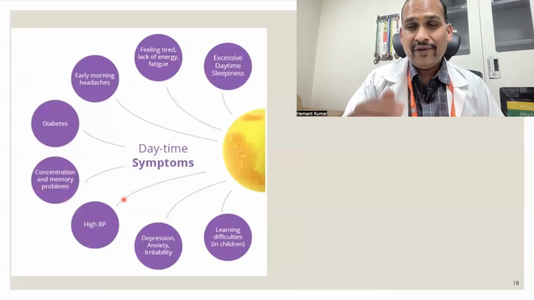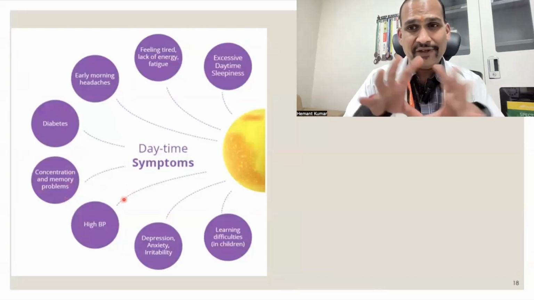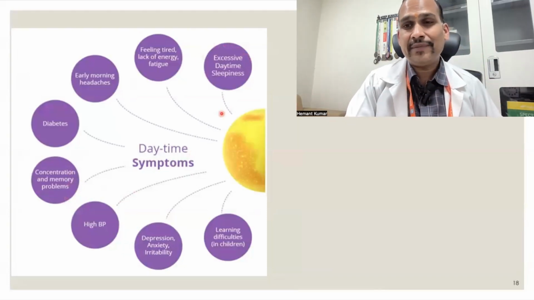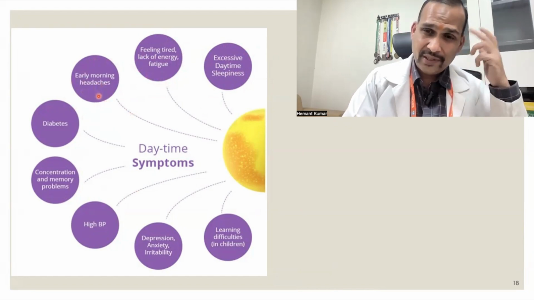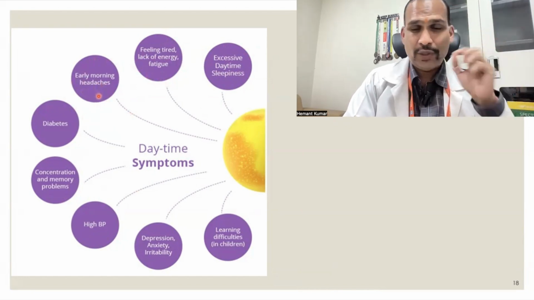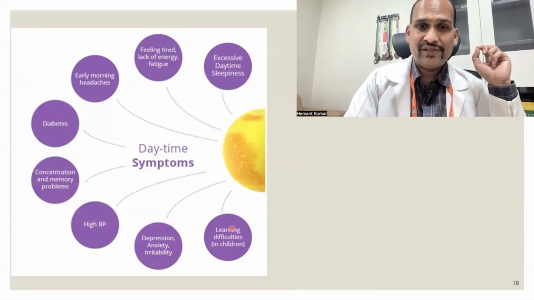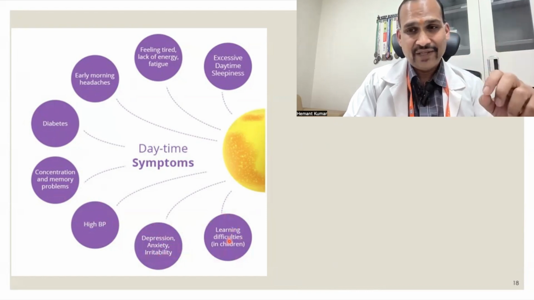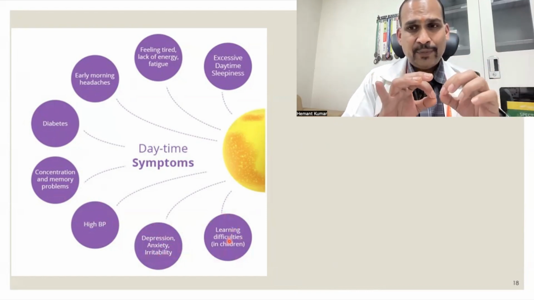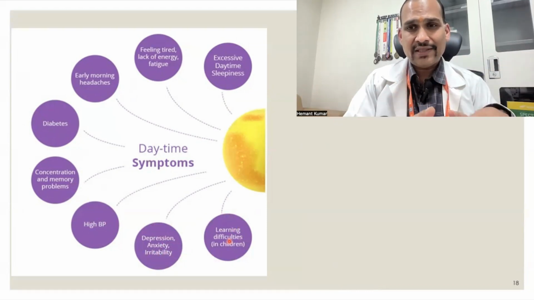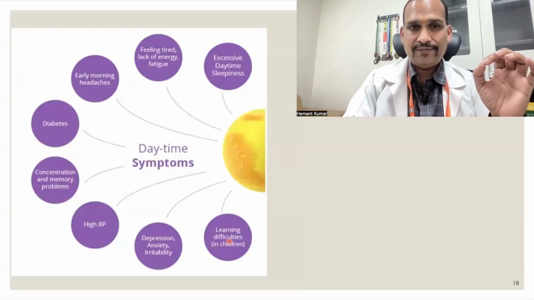Daytime symptoms: when the patient does not get enough sleep at night, the patient will have excessive daytime sleepiness. Because of sleepiness, the patient will feel tiredness, lack of energy, fatigue, early morning headache. If somebody is having early morning headache, we should think of OSA. Diabetes, memory problem, high blood pressure, anxiety, depression, learning difficulty, especially in children. If a child is having poor performance in exam or class, then we should think of OSA.